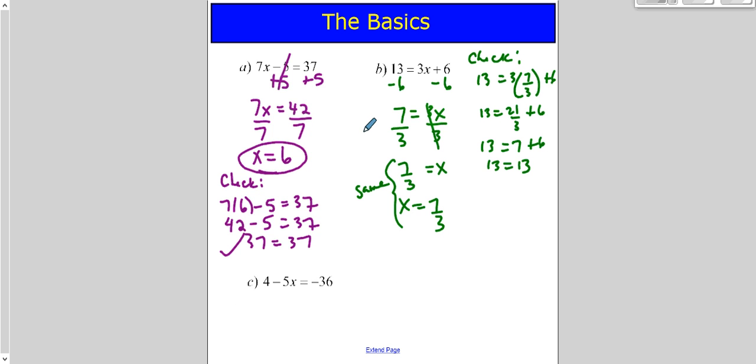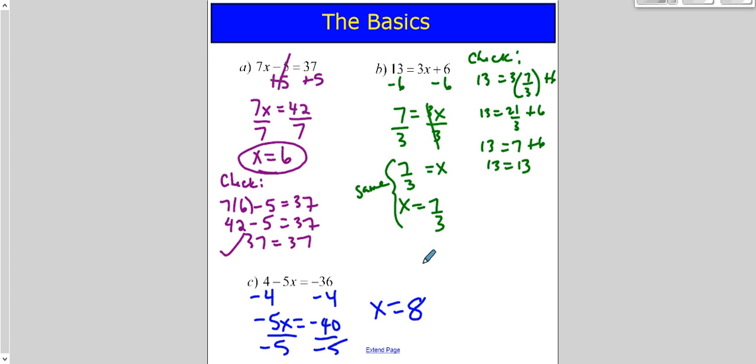All right, last one here. I have this 4 out front. Now, even though there's a negative sign between the 4 and the 5, that negative is attached to the -5x. The 4 itself is actually positive. So to eliminate that 4, I'm going to subtract 4 from both sides. And I get -5x equals -36 minus 4, which is -40. And then I would divide each side by -5. And -40 divided by -5 is 8.